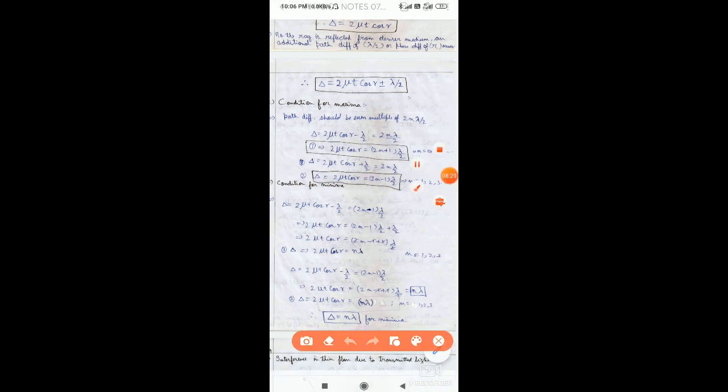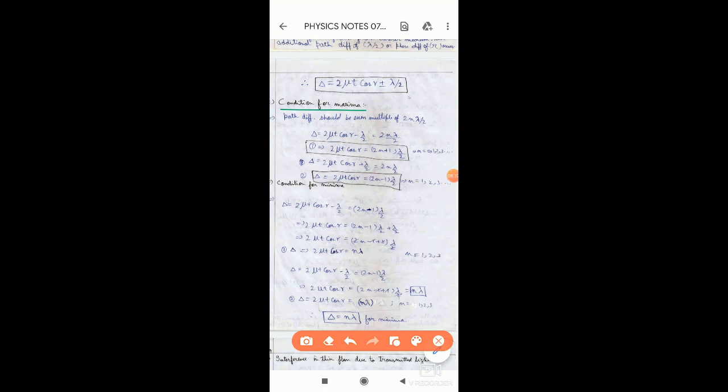Now it can be written as the effective path difference becomes 2 mu t cos r equal to plus minus lambda by 2. Now when we get the effective path difference, we can find out the condition for maxima and minima by using the above relation.